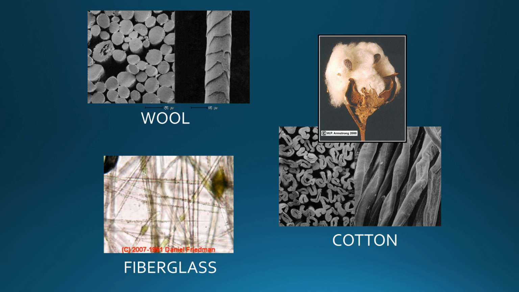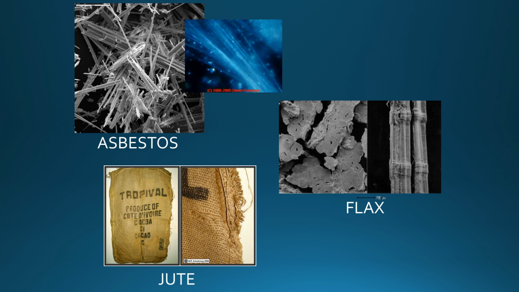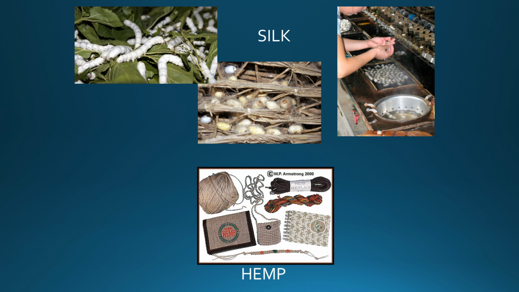These images show examples of natural and mineral fibers: wool, cotton, and fiberglass. More examples of natural and mineral fibers are asbestos, flax, and jute. These images display silk and hemp, another natural fiber.